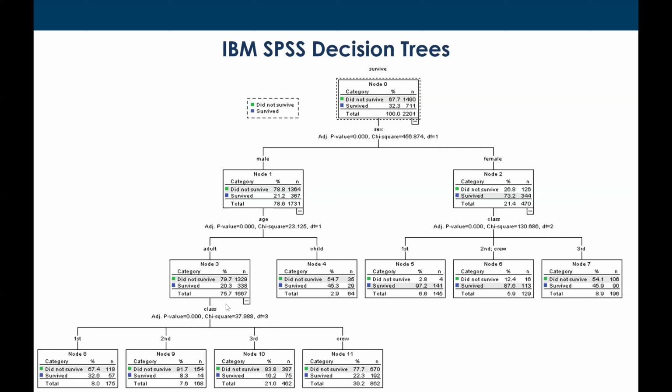For example, we find that the people who are least likely to survive were actually males who were adults traveling in second class, but only 8.3% of them survived, whereas in third class, 16% survived, and in first class, 32% survived. So this is kind of like building a profile. It's finding segments, and it's effectively a predictive model at the same time.